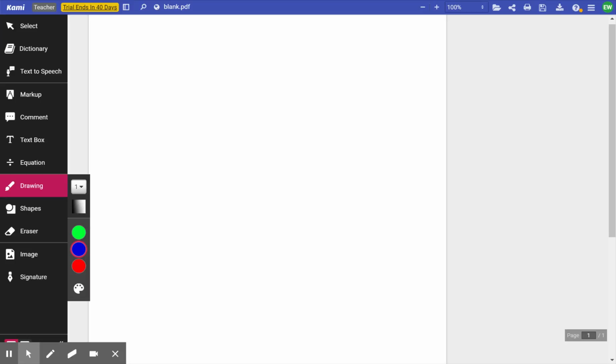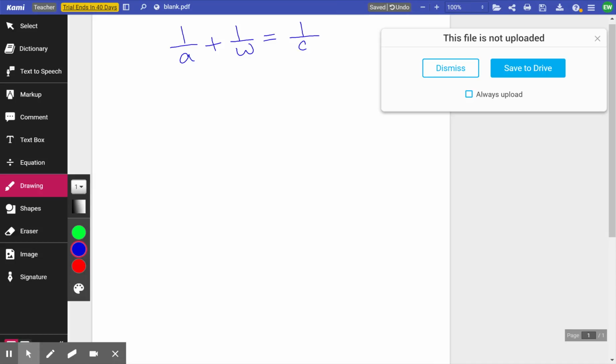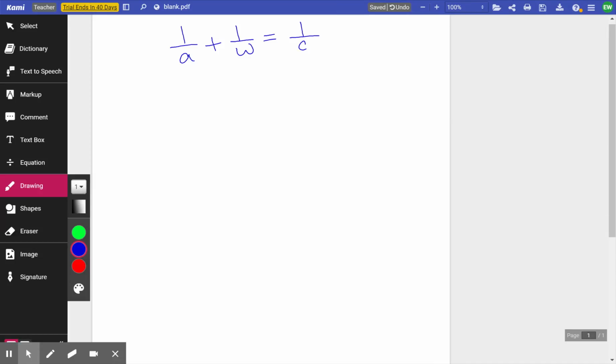So here is another example of solving a literal equation, okay? And whenever we say a literal equation, we mean when you're asked to solve for a particular variable. So in this particular case, we're asked to solve for the variable c. In other words, get c by itself.